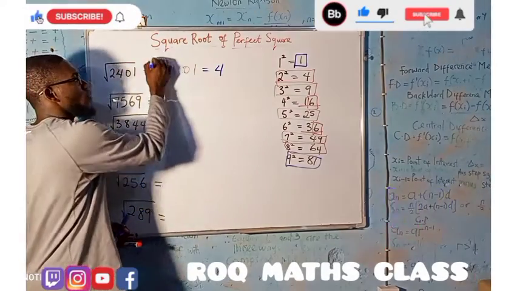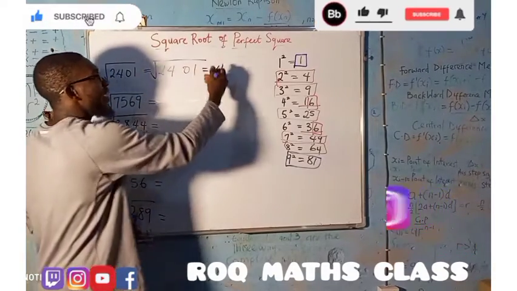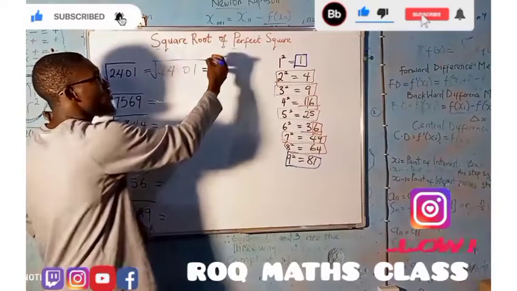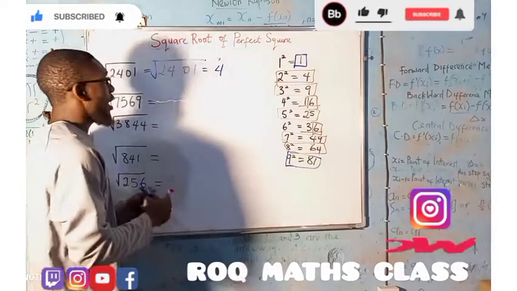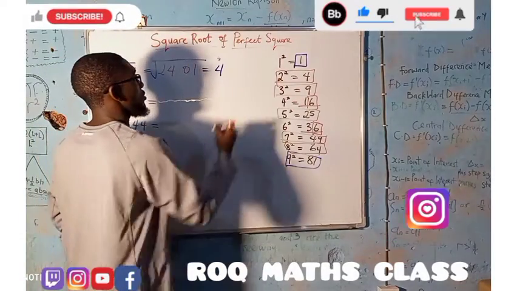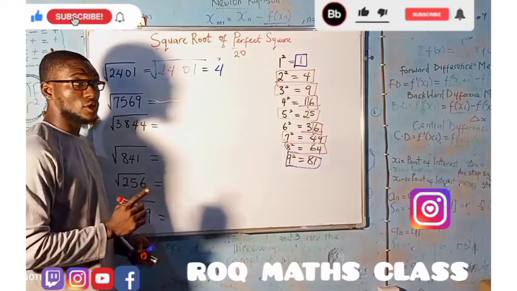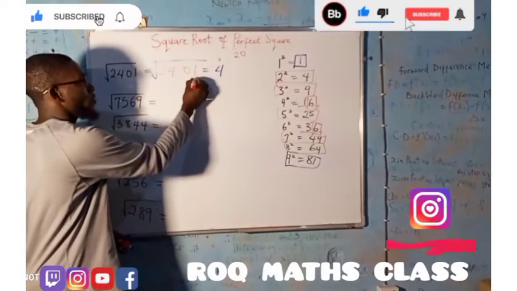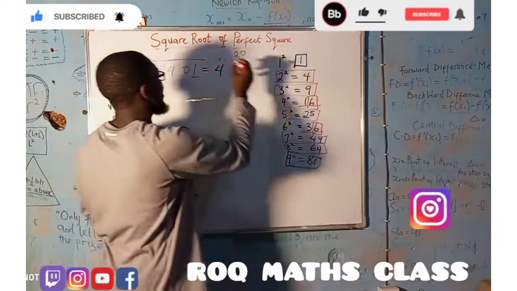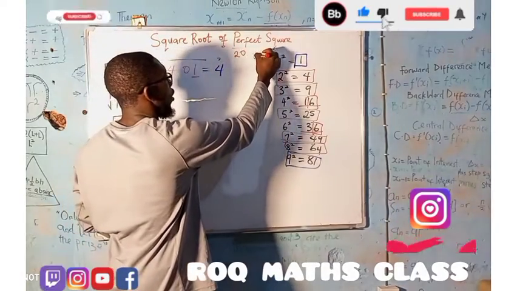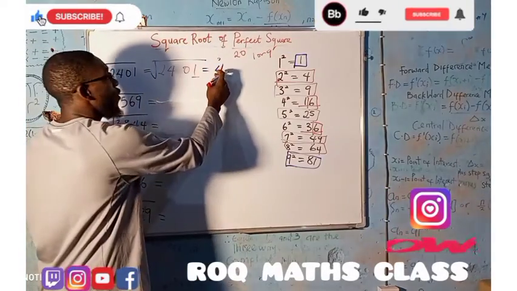By finding the square root of this, the first digit I'm going to have is 4. Then 4 times the next number. The next number is what? 5. 4 times 5 is 20. Good. The condition now is, what does this number end with? 1. So our answer is going to end with either 1 or 9. My answer is going to be either 1 or 9.